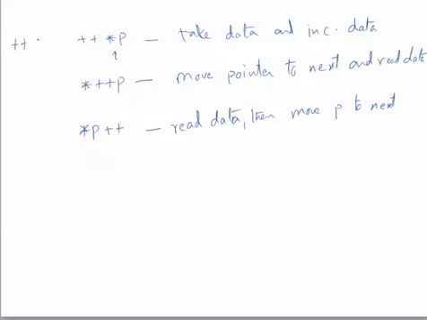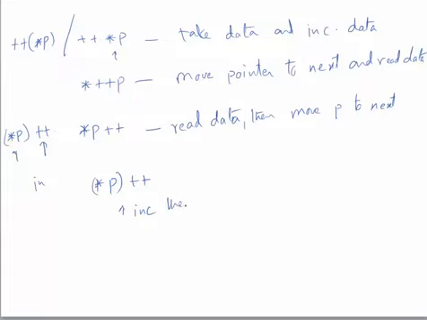Even plus plus asterisk p in brackets also means the same thing. But here asterisk p plus plus has a different meaning: read the data and increment the data. So asterisk p in brackets plus plus increments the data, whereas the other will take the data and increment the pointer. Hope you have understood the differences between the operations and the different operations of pointers. Thank you for watching.